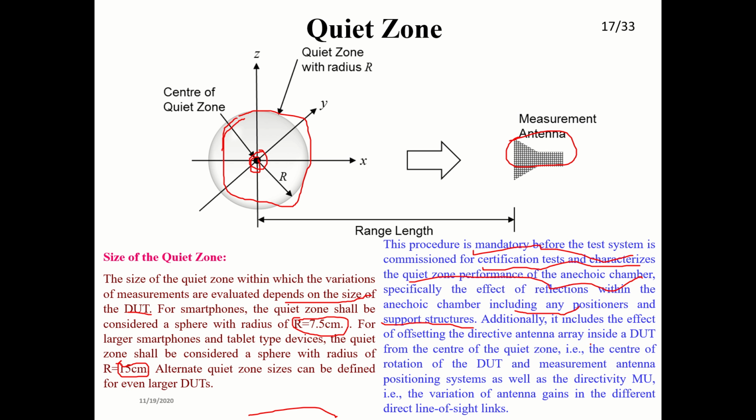Okay, so the quiet zone is the center of rotation of the DUT, and the zone is surrounded by that particular structure. Okay, you can see the variation may be in different line of sight links, so different things happen.